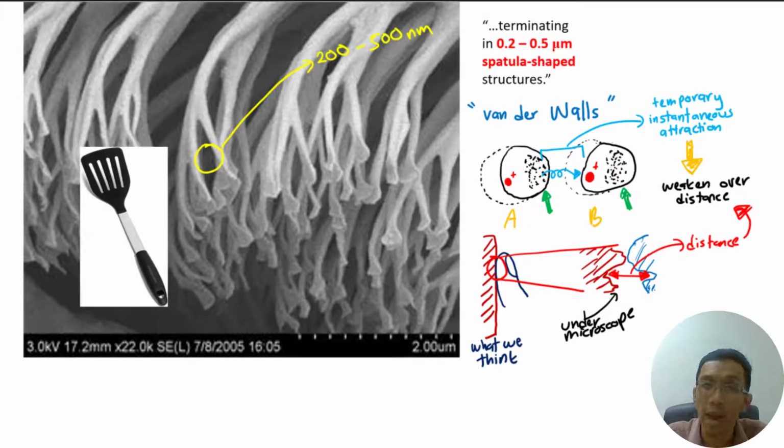So does that mean if we have gecko-like hairy setae on our hand, we can move on the wall like a gecko? In other words, is this clip real?